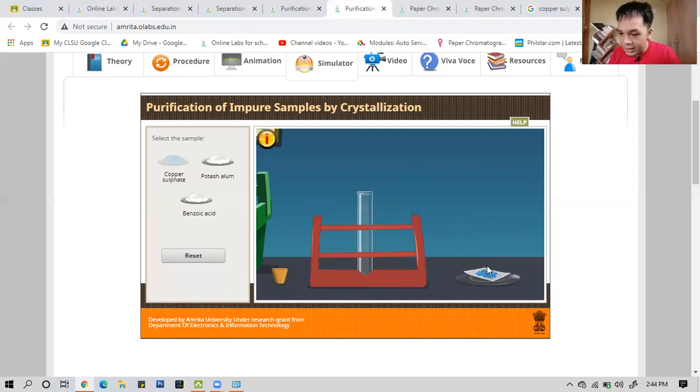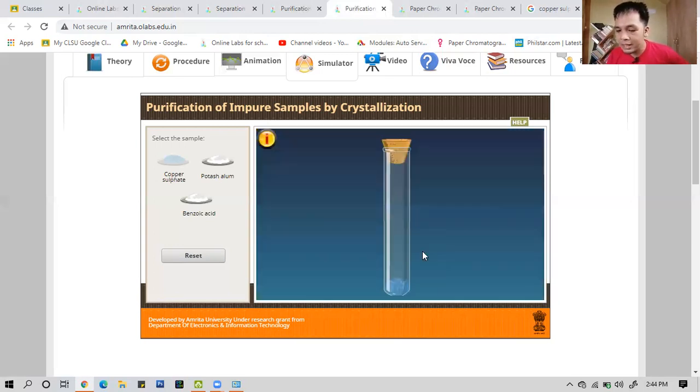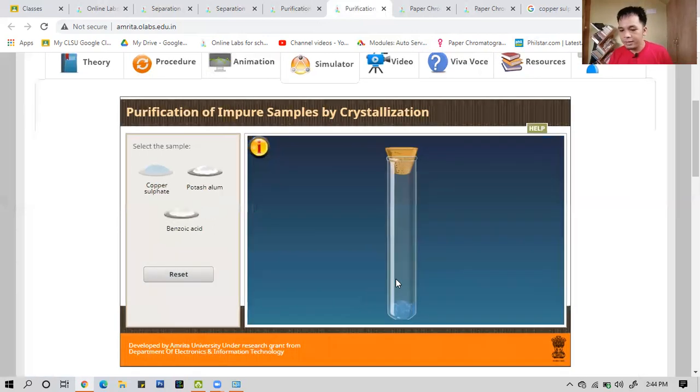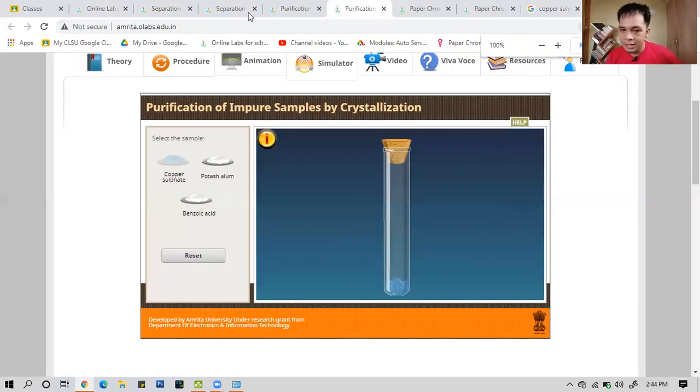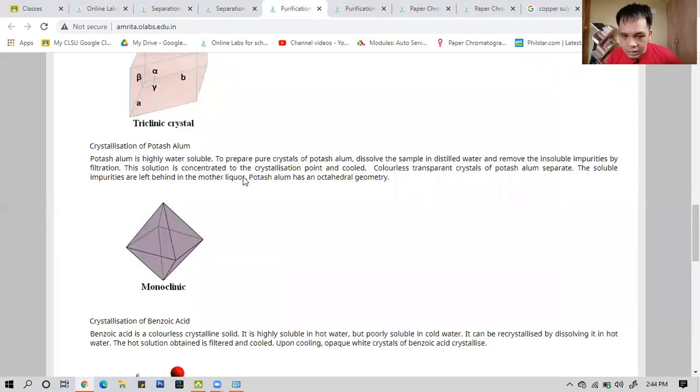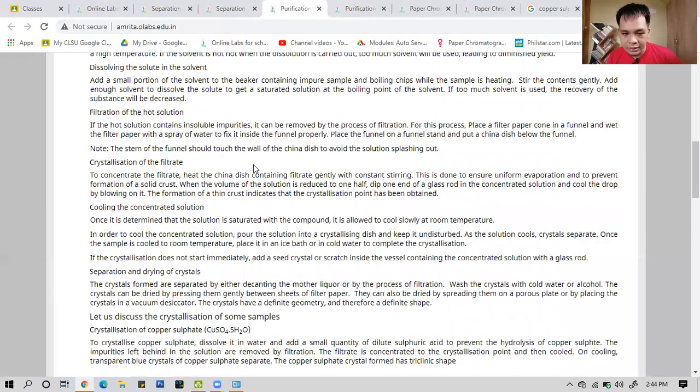And then at drying, lalagyan na natin yung copper sulfate crystal natin dito sa ating test tube. And voila, meron ka nang copper sulfate. Tatakpan nyo lang ng cork, since copper sulfate is hygroscopic, para hindi siya magkuha ng water. So meron na tayong copper sulfate crystal. So that's the theory in our crystallization process.